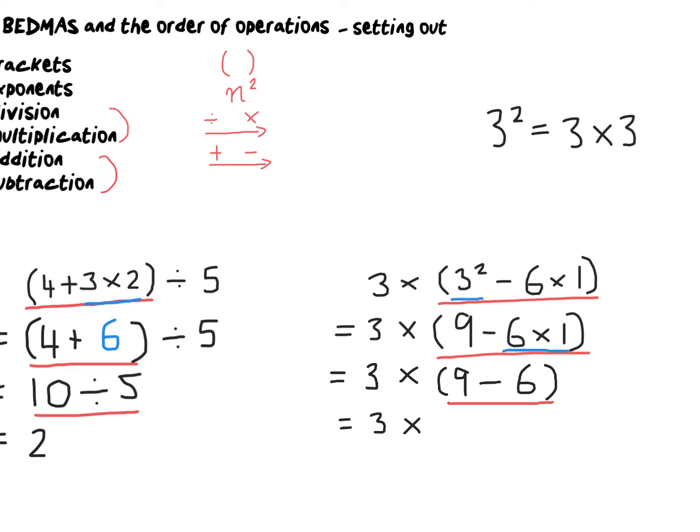So 9 take away 6, which is 3. So I have one operation left, I'll just underline that. And then 3 times 3, which is 9.